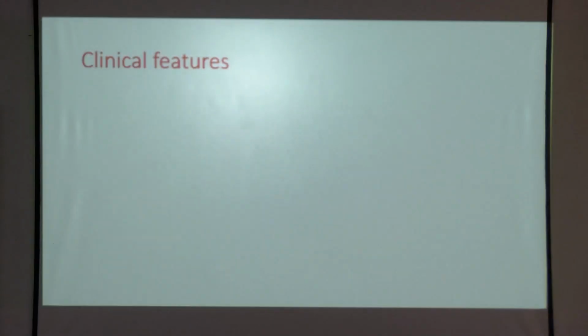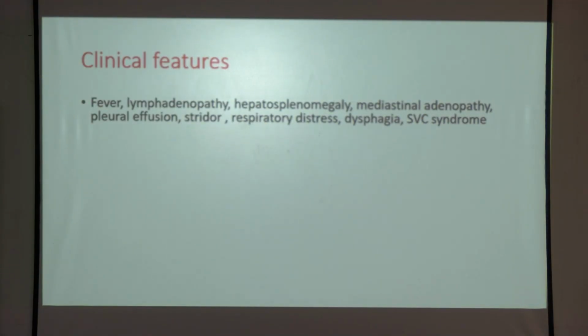Now coming to the clinical features. ক্লিনিক্যাল ফিচার বানিয়ে কেউ বলতে পারবি? লিম্ফোমা তো কি নিয়ে প্রেজেন্ট করবে? যে non-Hodgkin হোক না কেন, recurrent infection নিয়ে প্রেজেন্ট করতে পারে, fever, তারপরে lymphadenopathy, weight loss, যেগুলো কমন ফিচার। So fever, lymphadenopathy, hepatosplenomegaly, mediastinal lymphadenopathy, stridor, respiratory dysphagia and superior vena cava syndrome.